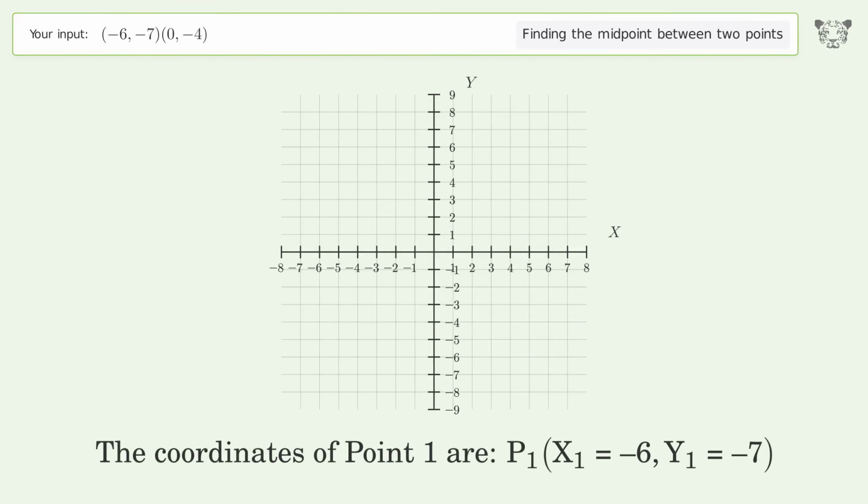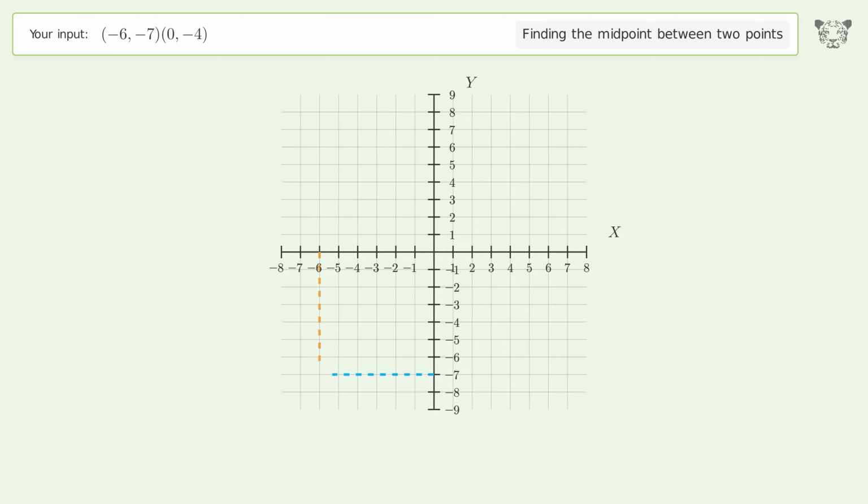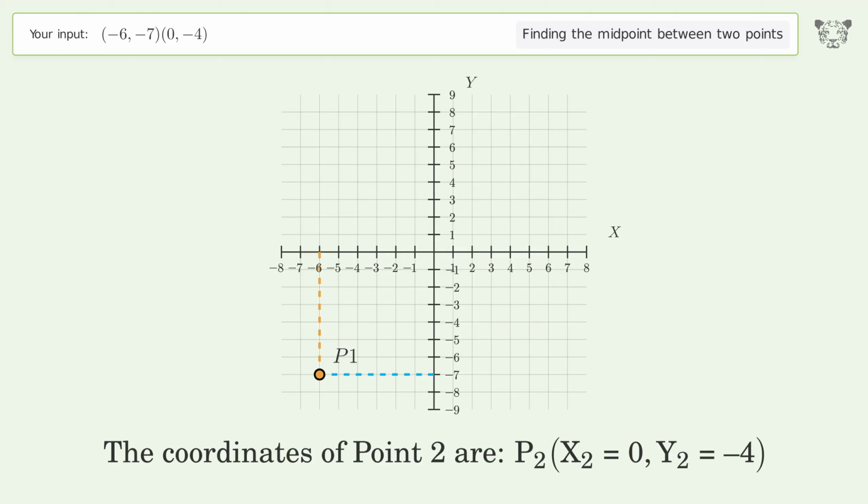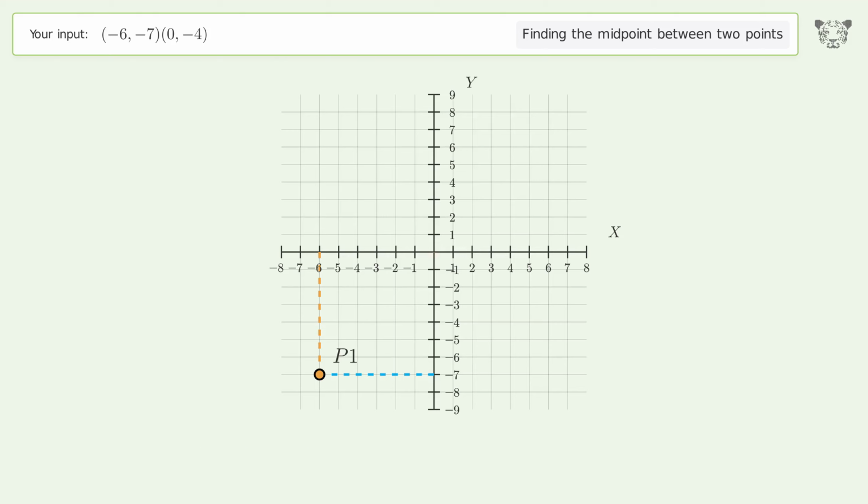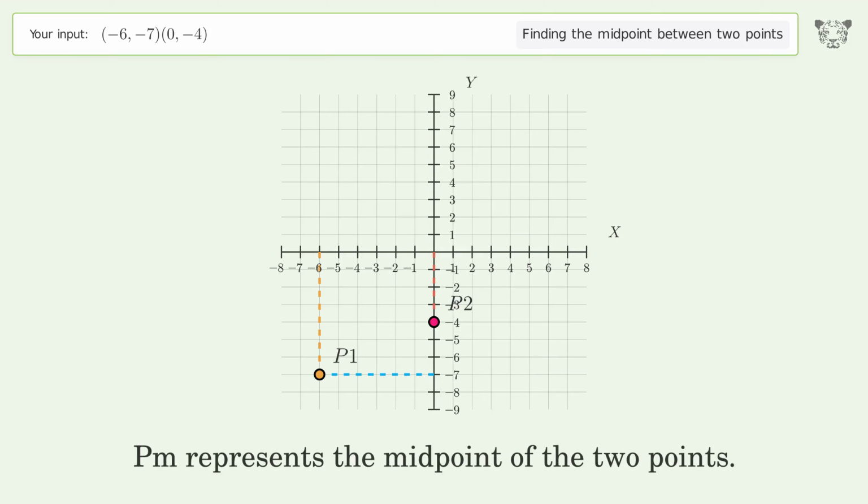The coordinates of point 1 are x1 equals -6, y1 equals -7. The coordinates of point 2 are x2 equals 0, y2 equals -4. PM represents the midpoint of the 2 points.